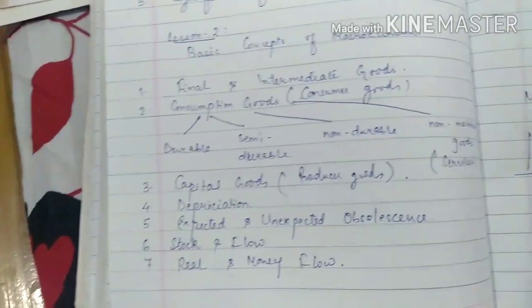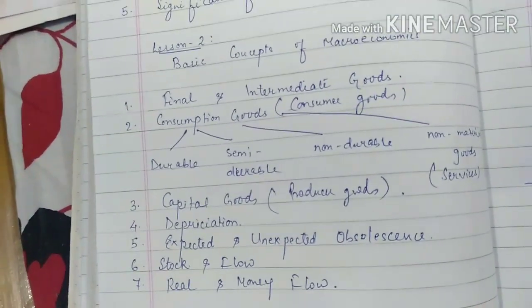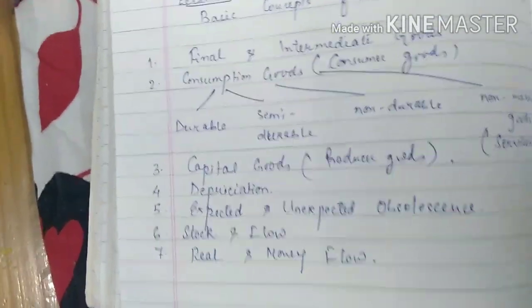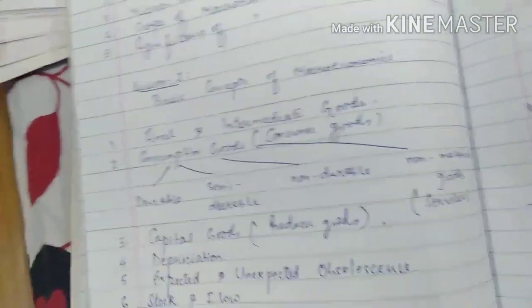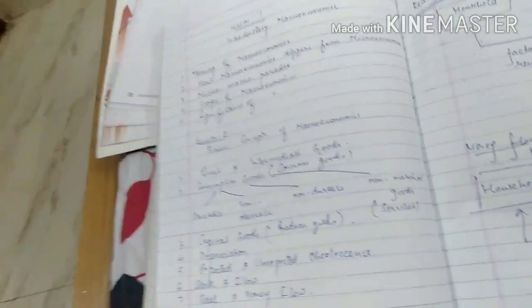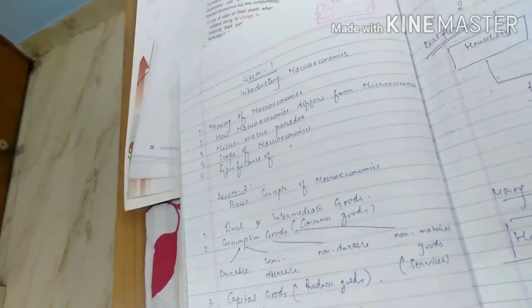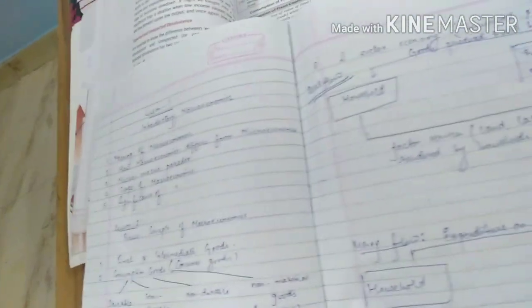Now, another term you can see over here is stock and flow, and real and money flow. Let me come back first to real and money flow, and then I'll come to stock and flow. Understand one thing. In our economy, generally there are two sectors. We will study many sectors in the economy, but for today's class, let us study two sectors, that is households and producers. Households are no one else but the consumers, and producers are no one else but the producing firms.